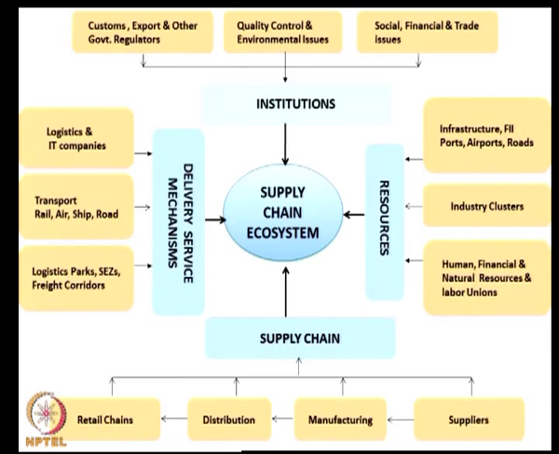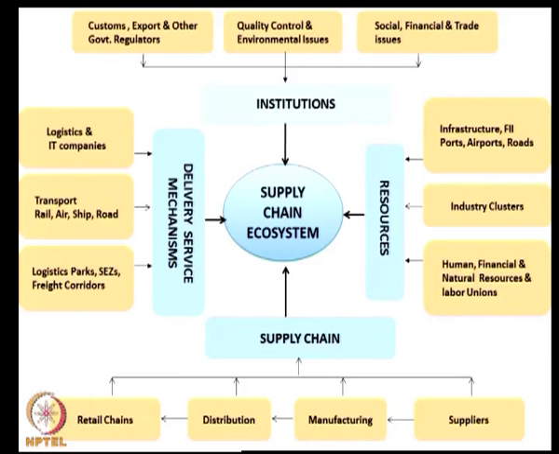So if you look at this particular diagram, it gives you a cosmic view of not only your supply chain, but all the extraneous factors from the governments, from the resources, from delivery, all the extraneous factors that affect your supply chain. So it's a kind of an environment that you have. While studying this subject, there are four things that we study. That's called the GRIP framework. The first one is governance.